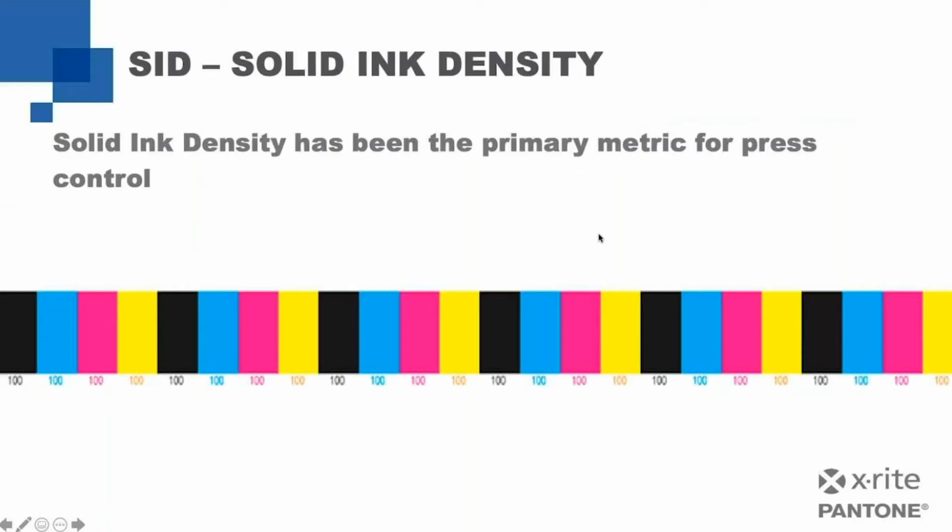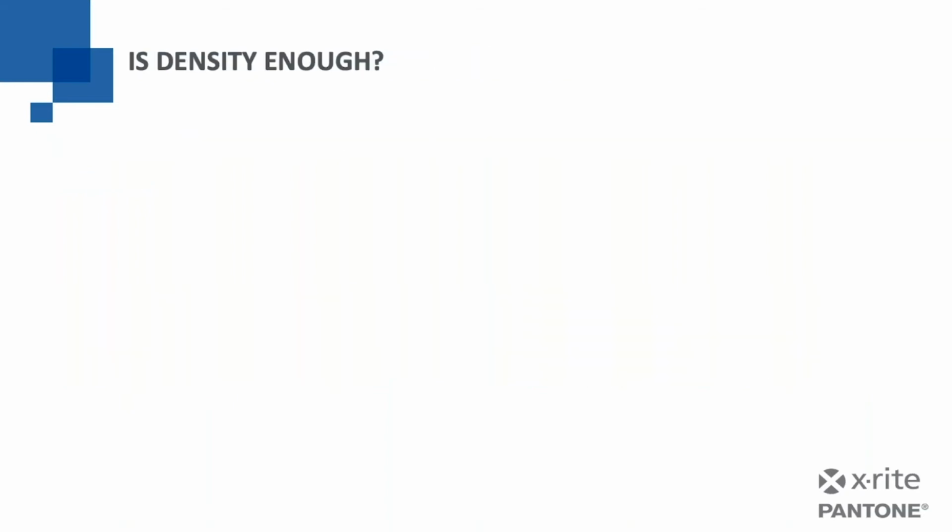So to start with press control, the most fundamental part of press control is your solid ink densities. Density is controlled by changing the amount of ink that's transferred to the substrate. So we need to monitor that.